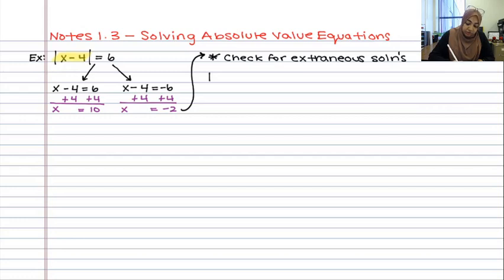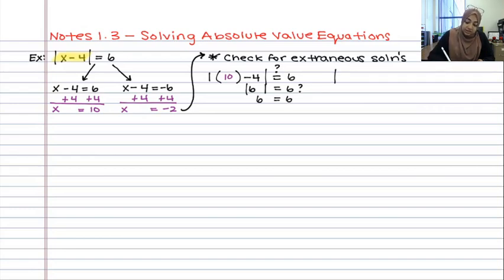So I'm going to start with, instead of x, I'm going to substitute in my 10 from my first equation that I solved, minus 4, and I'm checking, does that equal 6? When you simplify it, you end up getting 6 in the absolute value bars equals 6, and that is of course true. The absolute value of 6 is 6.